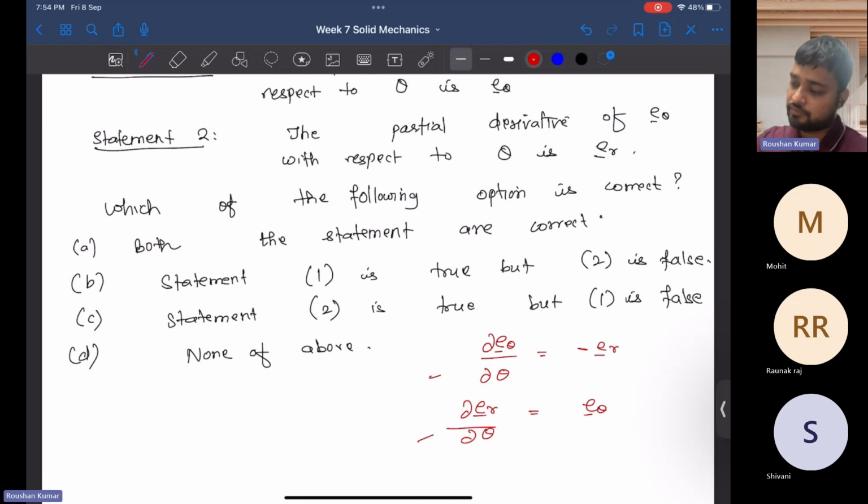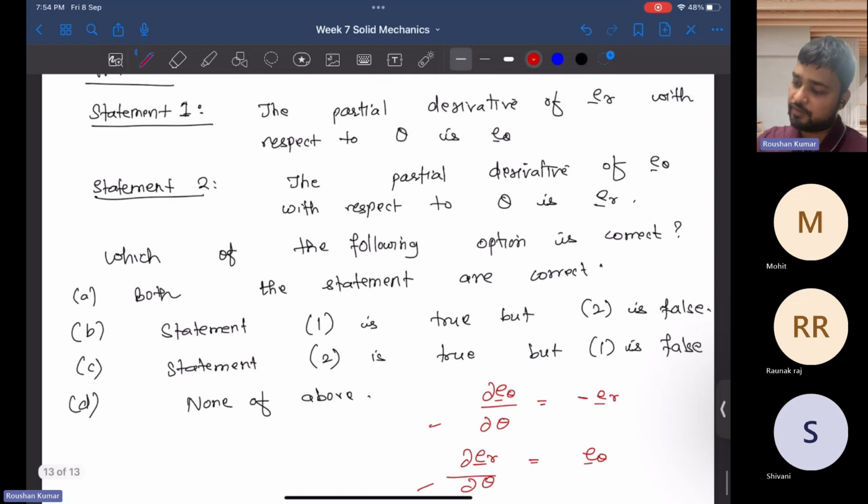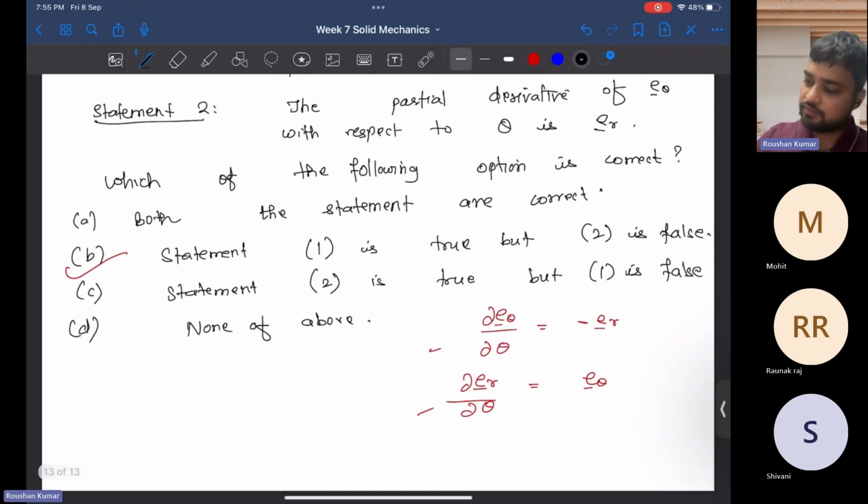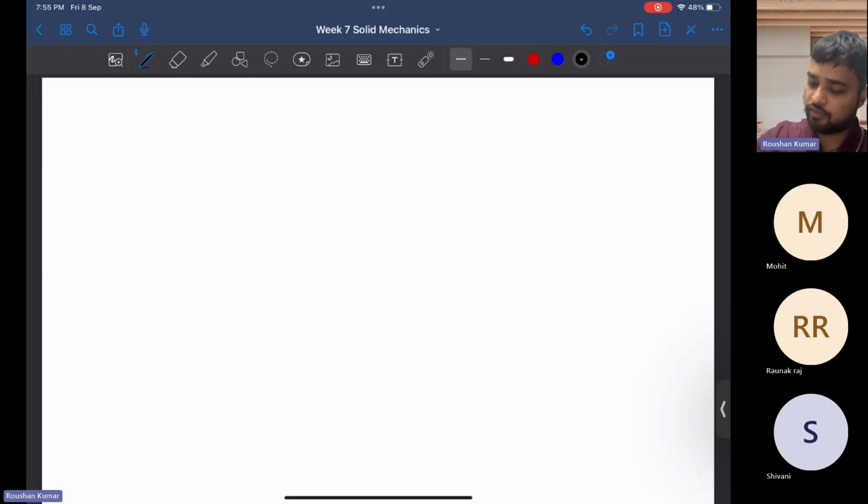Now move on to the question. The first statement says the partial derivative of e_r with respect to theta is e_theta. Yes, statement 1 is true. And the second statement says the partial derivative of e_theta with respect to theta is e_r. Del e_theta upon del theta is minus of e_r, not e_r. So statement 2 is false. Statement 1 is true and statement 2 is false. So the correct option is option B. Now the next question, that is problem number 7, is again a multiple choice question.